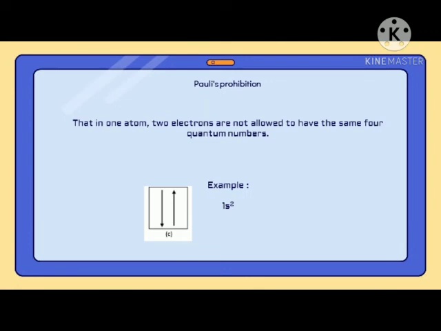Pauli exclusion principle. As the name suggests, the Pauli principle prohibits a pair of electrons with the same spin quantum number in one orbital. Suppose an atom has two electrons occupying the 1s orbital, then its electron configuration according to Pauli's principle is shown in figure C.